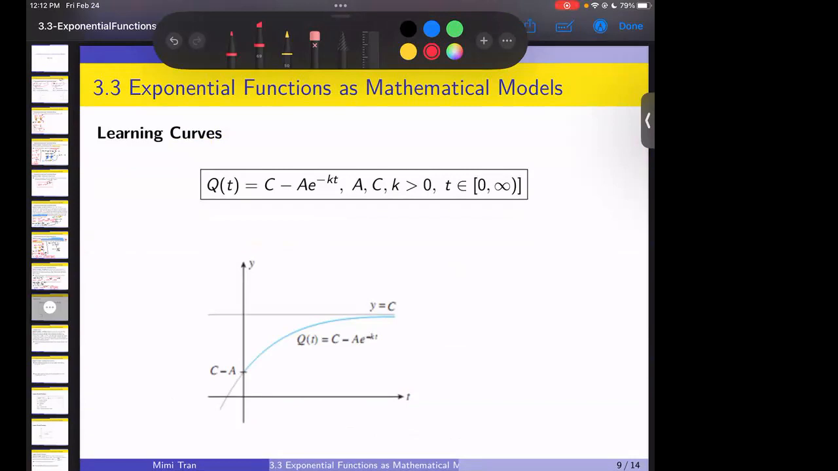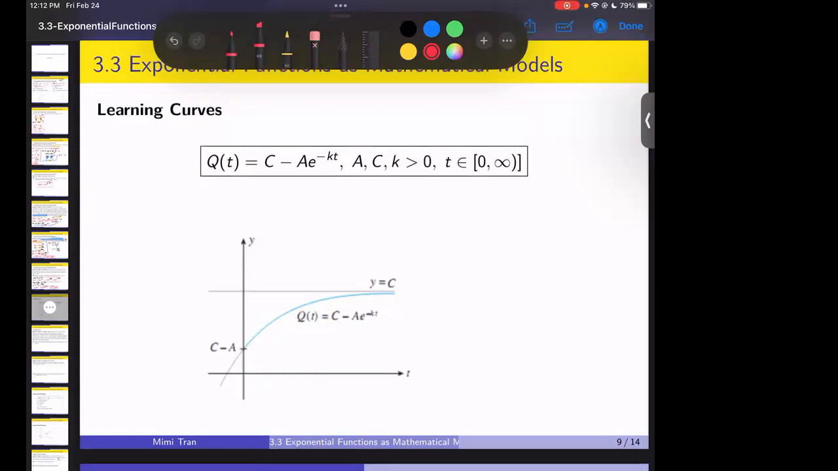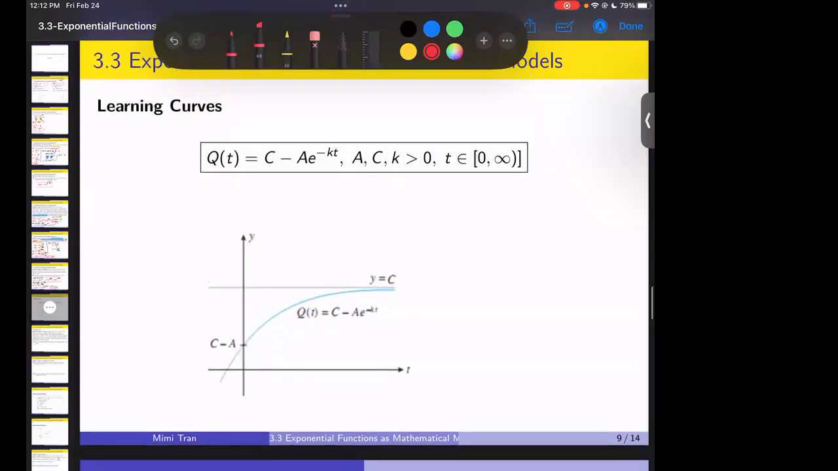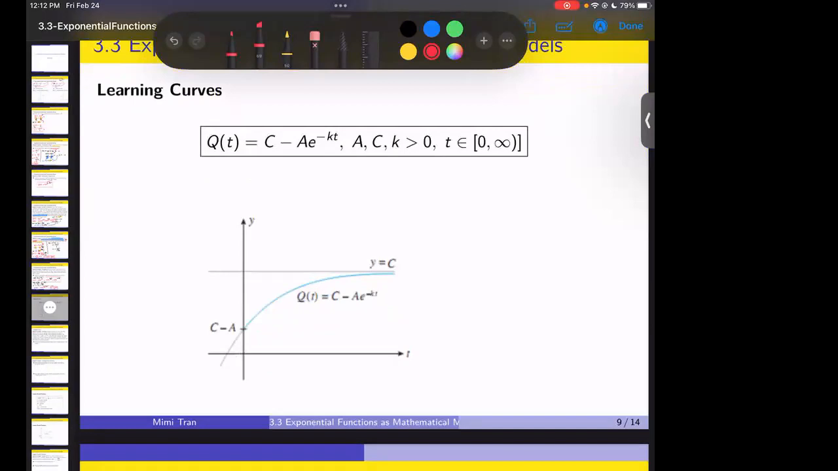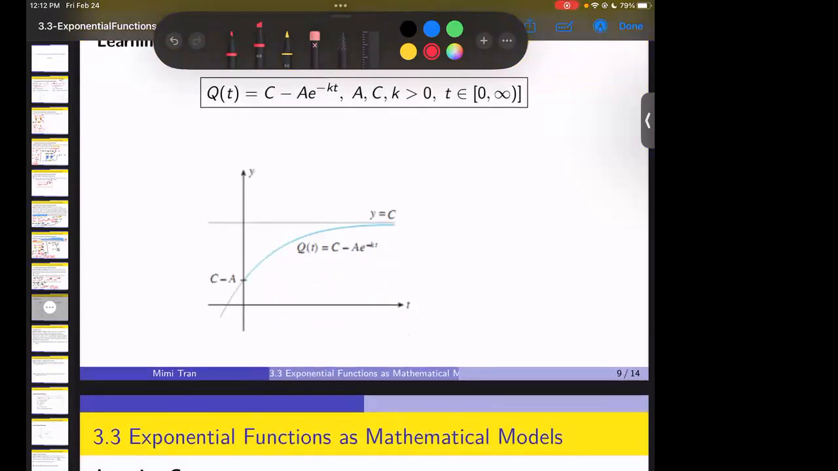So here is the function of the learning curve. Q(t) equals c minus a times e to the negative kt, where c is your limit of growth. C is your limit. See, the function never crosses y equals c. A is your y-intercept. A, c, and k are all constants. C and a are usually given to you. K, you have to figure out yourself. Sometimes it's given to you.